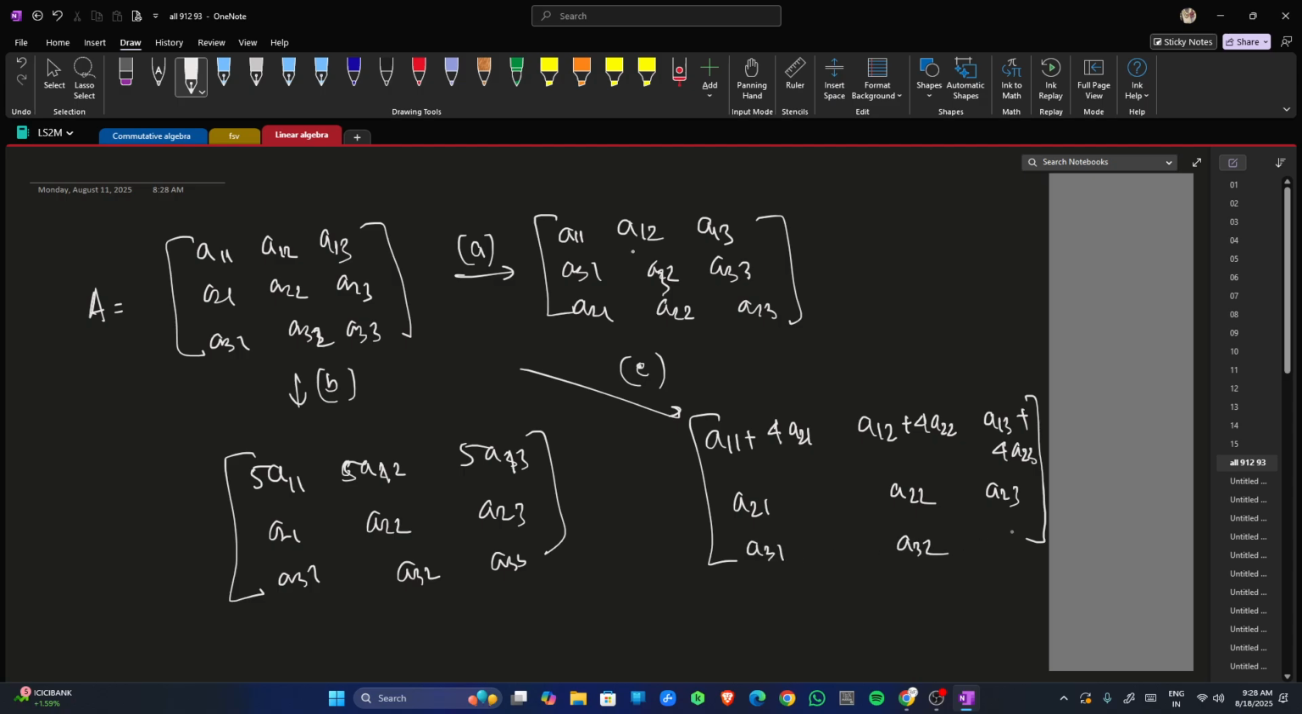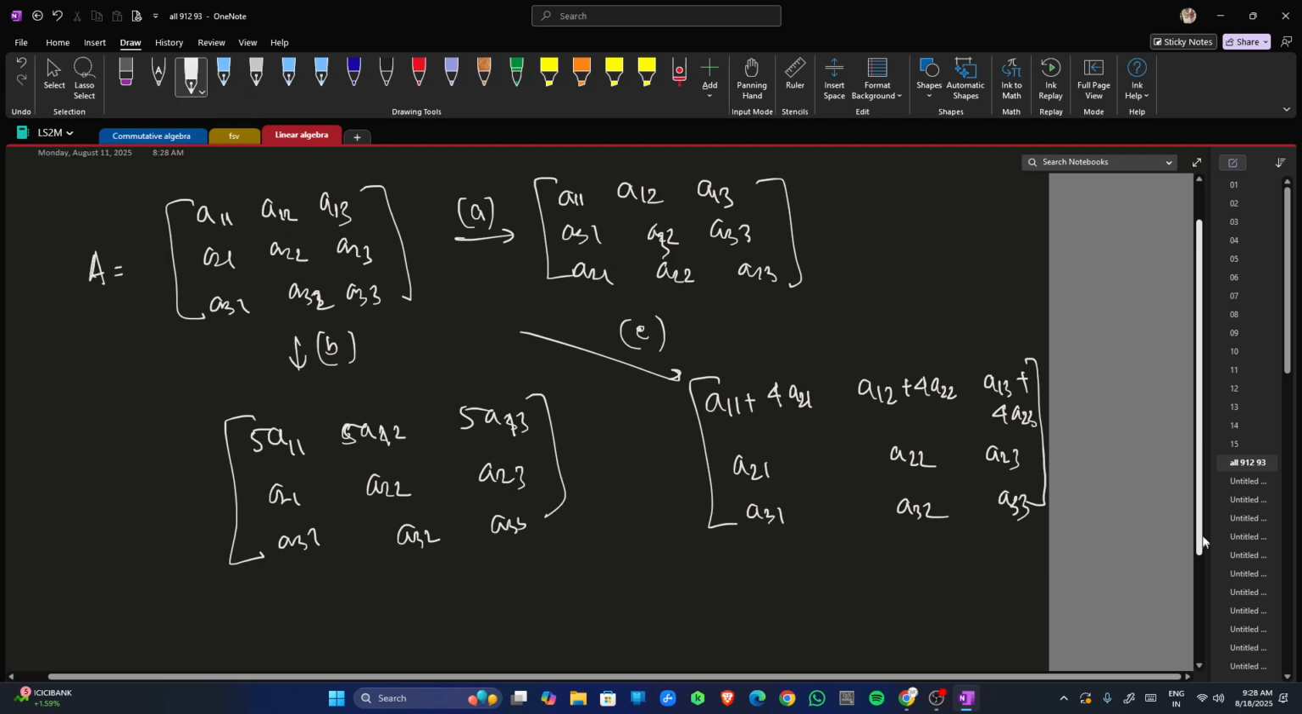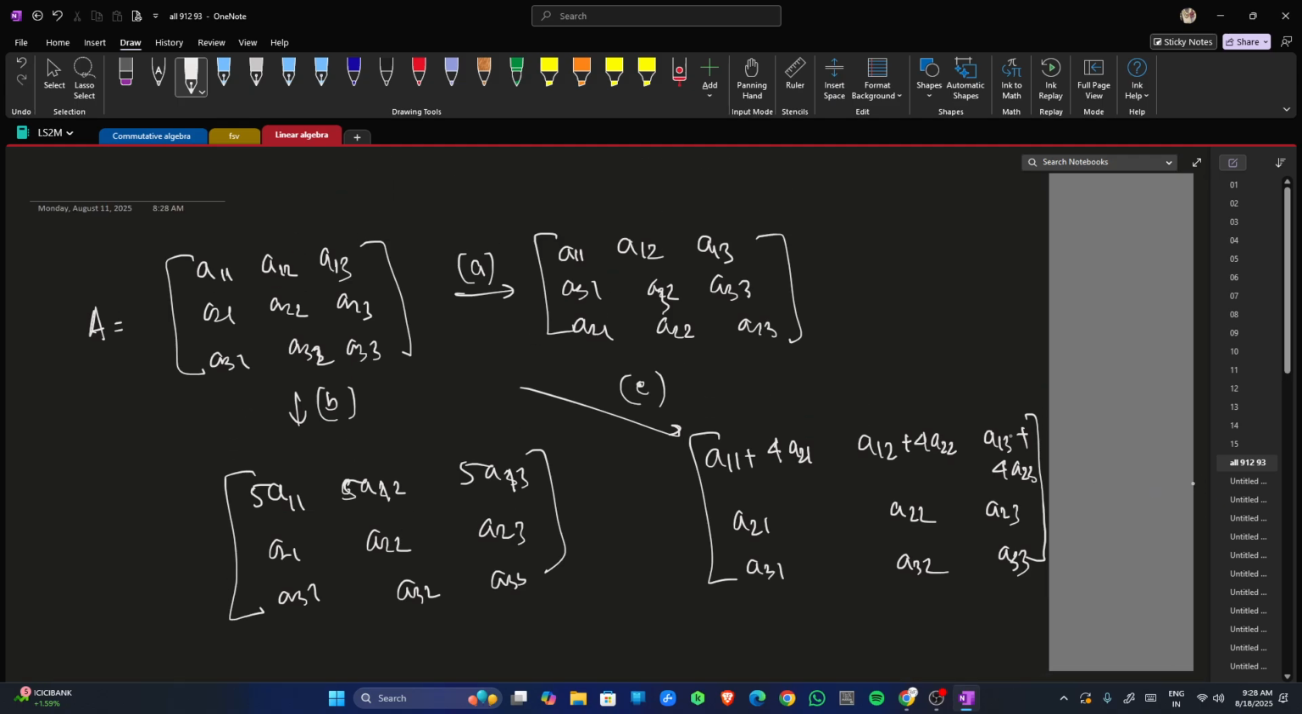And the rest of them as usual, a21, a22, a23, a31, a32, a33. So these are the elementary row operations that you can do on matrices. I am not writing them in a mathematical manner, but you can swap any two rows, you can multiply any non-zero number to any row, and multiply any non-zero number and add it to any other row. So what is the motivation for this kind of definition?